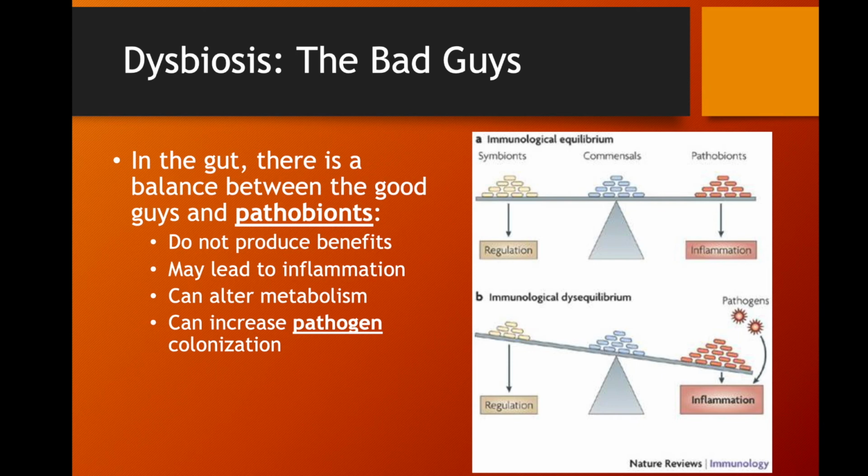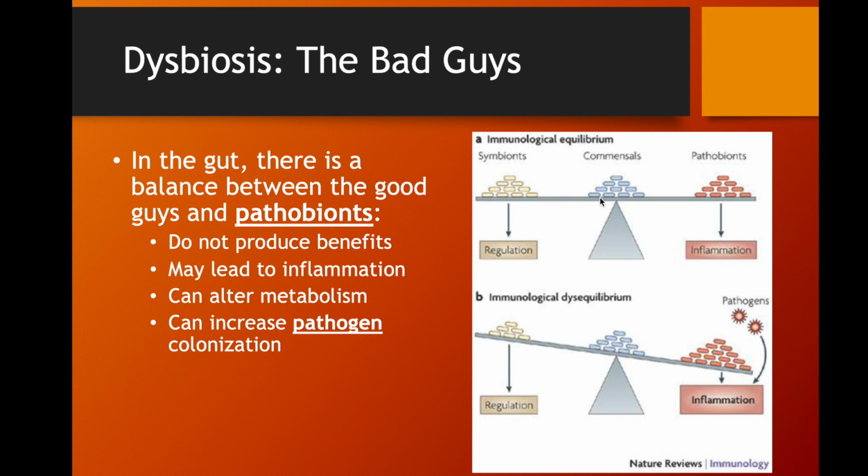And really, it's based on this concept right here, dysbiosis, a shift in the balance of the good guys, which we call the symbionts, the ones that we just talked about, which I called the normal flora, and something called the pathobionts. A pathobiont is an organism that really does not produce any benefit, but it can lead to inflammation and can alter metabolic activity and can increase pathogen colonization.